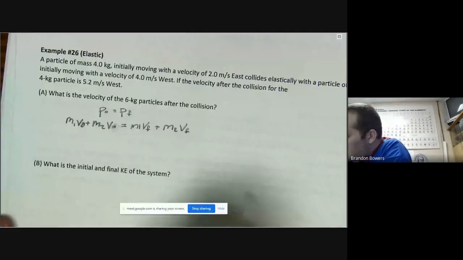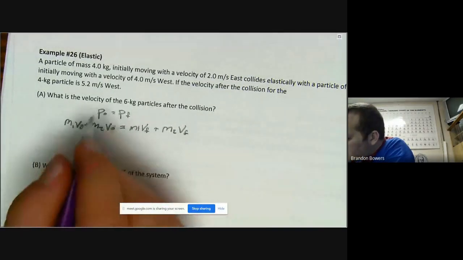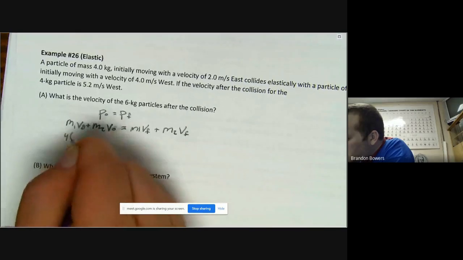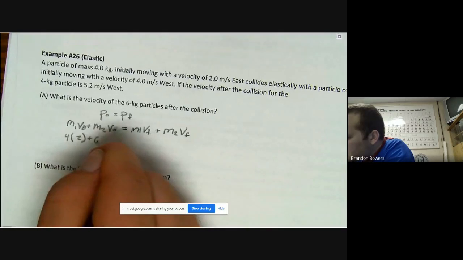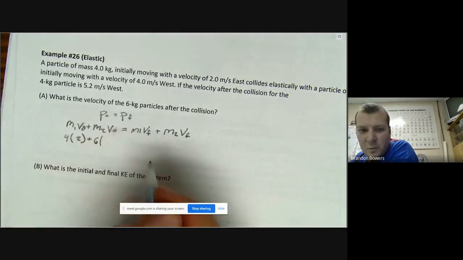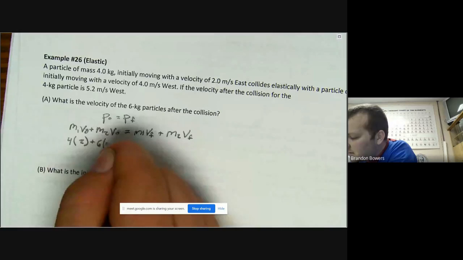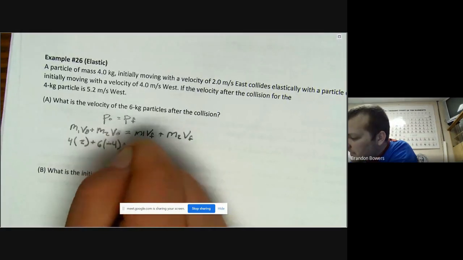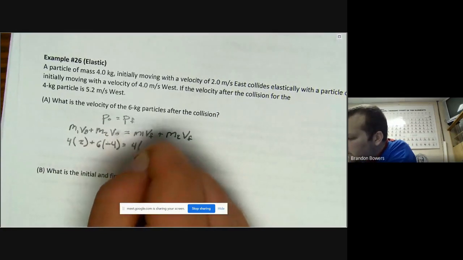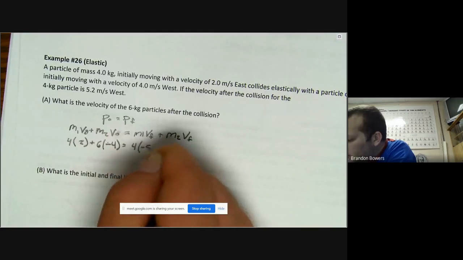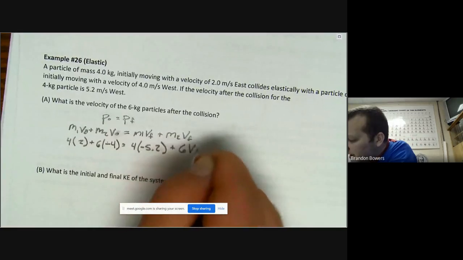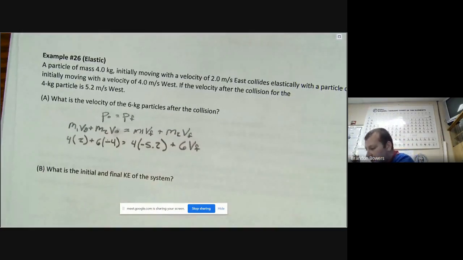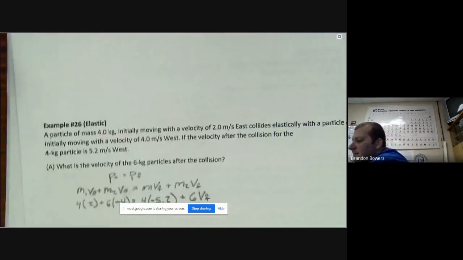Let's see, my initial mass is 4, velocity is 2, plus mass of 6. My velocity is moving west for mass object 2, so negative 4. Mass is 4, final velocity is negative 5.2, plus 6 times VF. So you have to solve for VF in this situation.